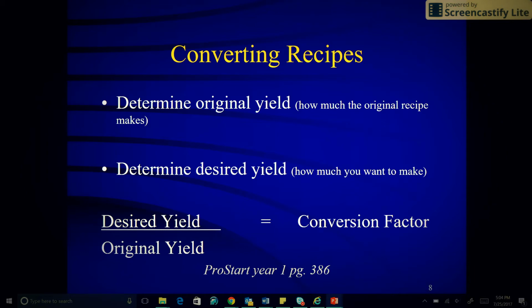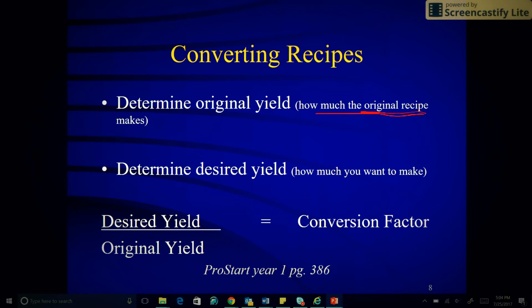Now we have that original recipe that gives us 144 ounces, but now we need to serve more people because we got contracted for a catering job or whatever it is. So now we have our original yield, which is how much the original recipe makes. This is what the standardized recipe is written to make. That was that 144 from the last slide. And then we have the desired yield, how much you want to make, how many people you have to feed, and how many ounces you are feeding them. So that equation is going to be desired yield over original yield.